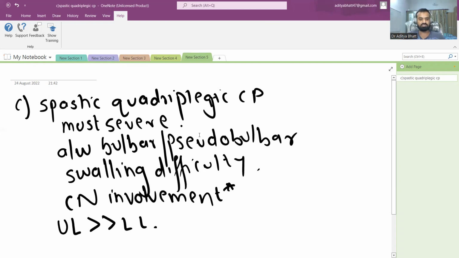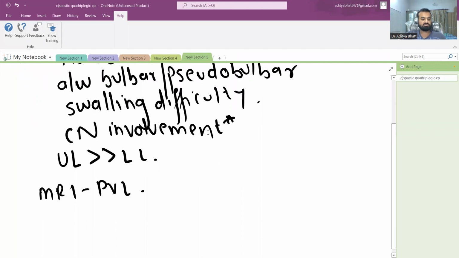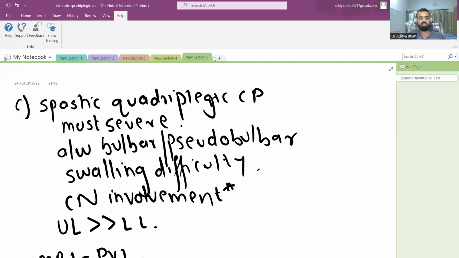This is exactly opposite of the diplegic CP. Now again, when you do MRI, you may find PVL, severe periventricular leukomalacia. You might be finding gross involvement, all the four lobes are involved. All the four lobes are commonly involved. So this is what the worst CP is all about.